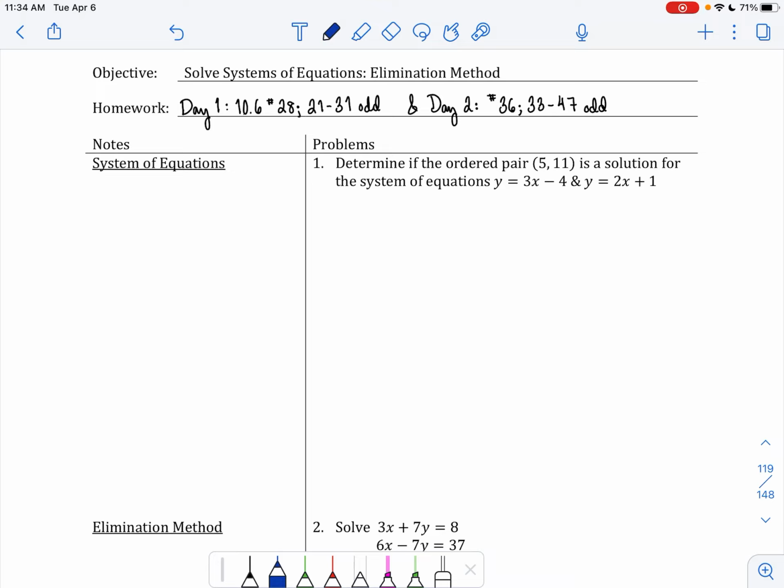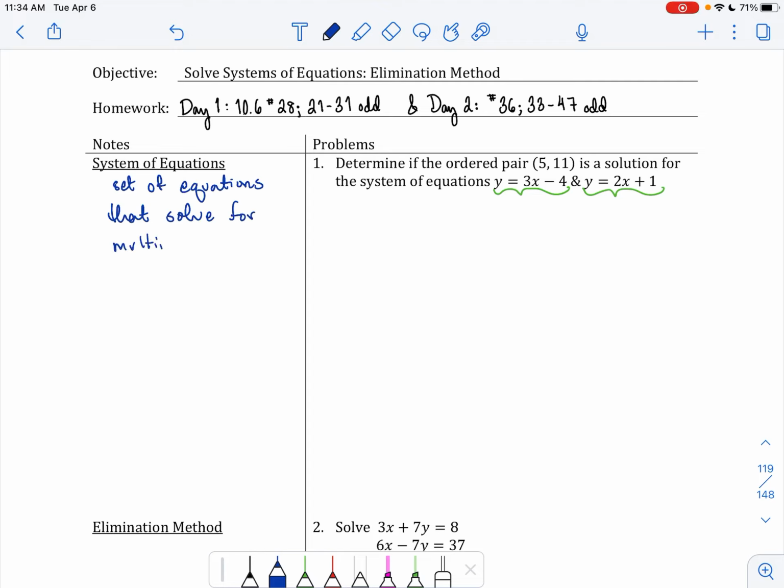So, a system of equations is a set of multiple equations. If you look at number 1, we've got 2 equations here, which is what makes it a system. We've got y equals 3x minus 4 and y equals 2x plus 1. And so a system is a set of equations that help to solve for multiple variables.